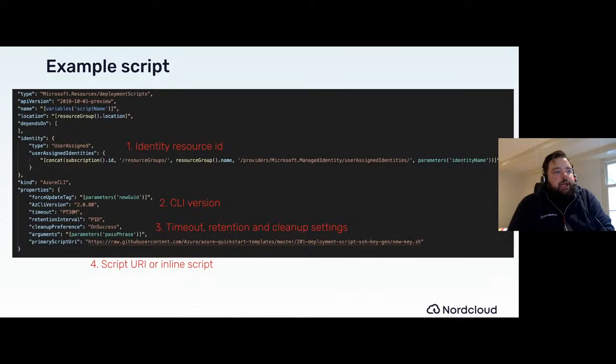It's pretty handy cleanup automation, so you don't have to care about those resources hanging around in your resource groups after deployment. And lastly, there's the script URI. I will tell you a little bit about those things later, but in this case, it's just an Azure Quick Start template bash script. Yeah, I will dig into those a little bit later.